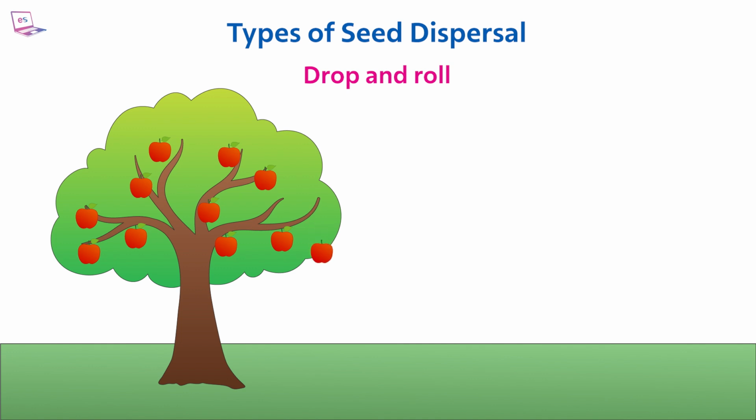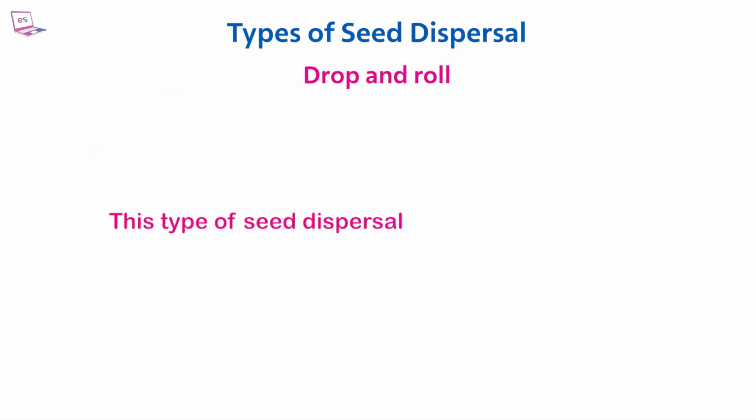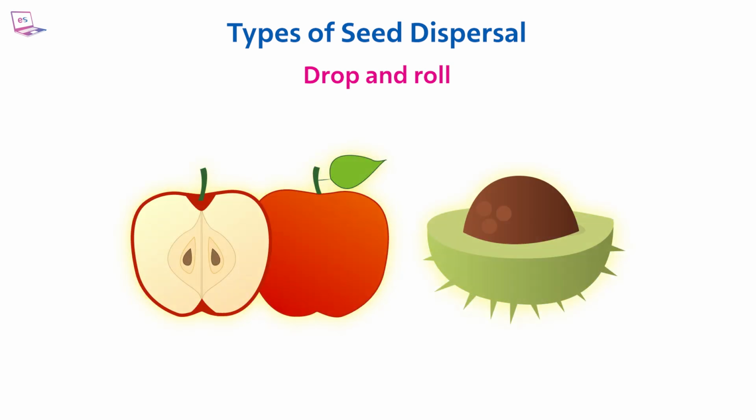Drop and roll. When some fruits fall from the tree, the casing of the seeds breaks, and the seeds roll away when they hit the ground. This type of seed dispersal is called drop and roll. Example, apples and horse chestnuts.